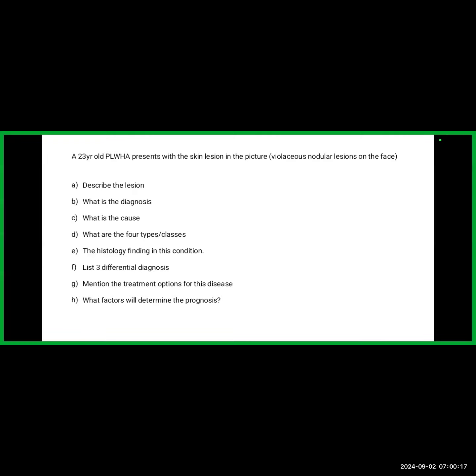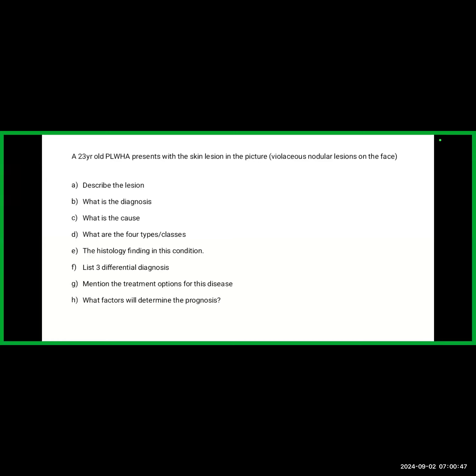I'm going to be presenting, attempting to answer the October 2022 practice question 4B. This is the question. A 23-year-old PLWHA presents with skin lesion in the picture, in bracket, voluptuous nodular lesions on the face. A, describe the lesion. B, what is the diagnosis?